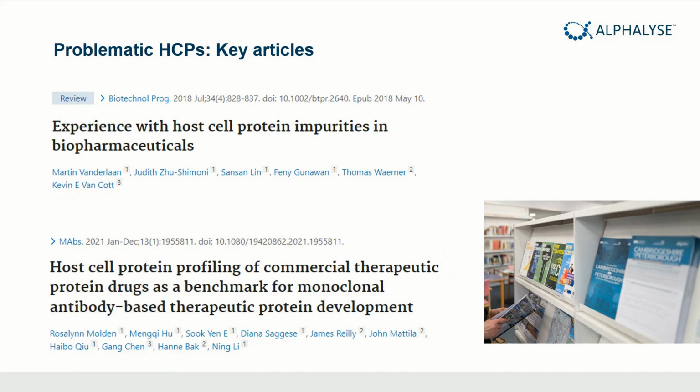There was also a second paper going through all commercial mAb products on the market, analyzing these by LC-MS, and making a long list of host cell protein impurities in these products. So you can actually look up what has been seen in mAb products and how pure they are.